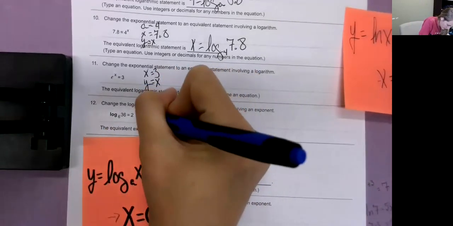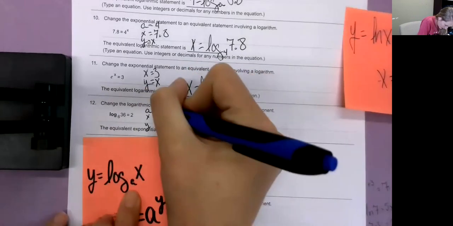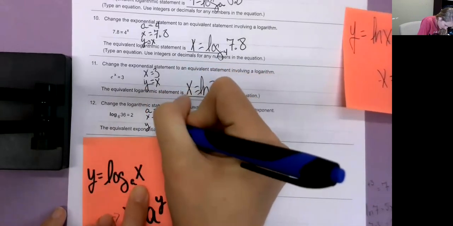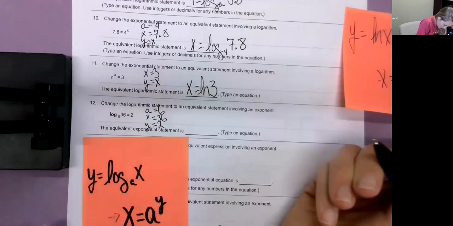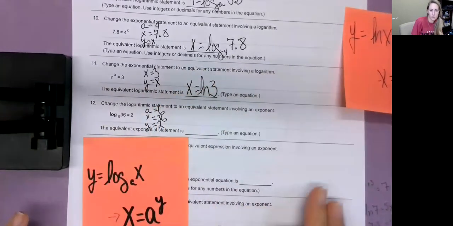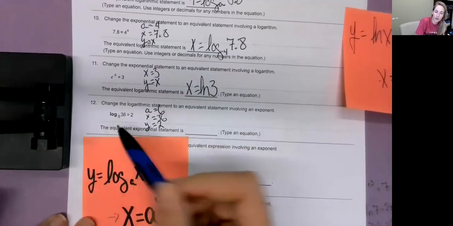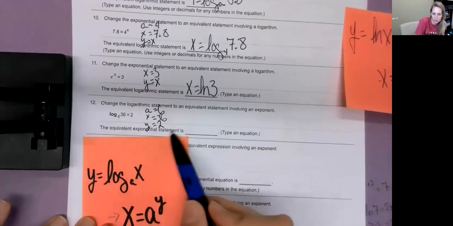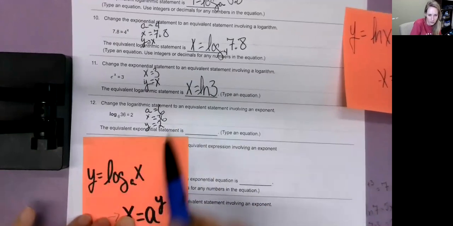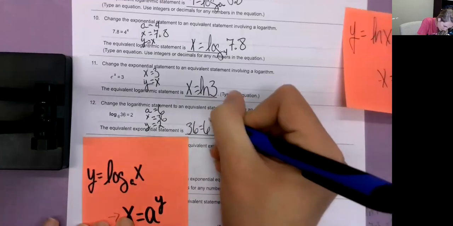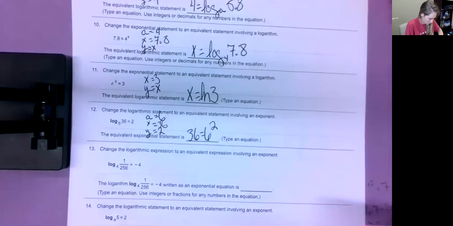So I don't need this one right now, so I'm going to put it over there. So a, x, y, our a is 6, our x is 36, and our y is 2. Oh, we switched what we're doing. I should tell you that. So we're going from logarithm now to exponential, so the equivalent exponential statement. So our x is 36 equals 6 squared. And write it like that. Don't simplify it. They don't want you to do that. Just write it.